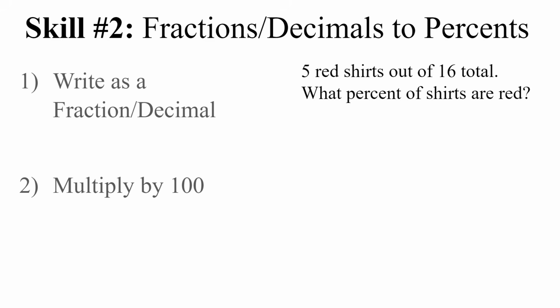So in this example, we've got 5 red shirts out of 16 total. What percent of shirts are red? So the fraction is part over whole. So 5 over 16, which if we put that in a calculator, we get 0.3125.